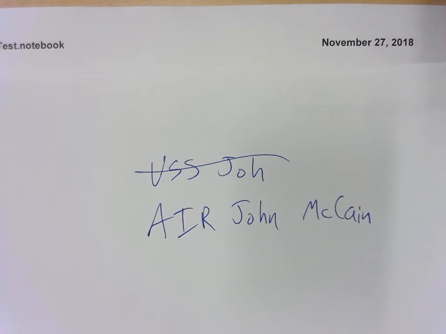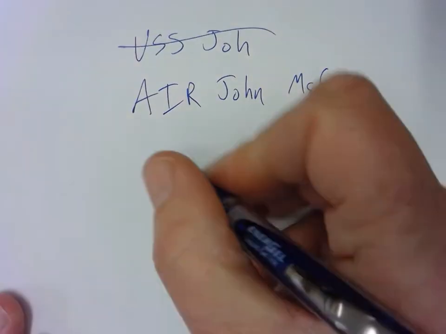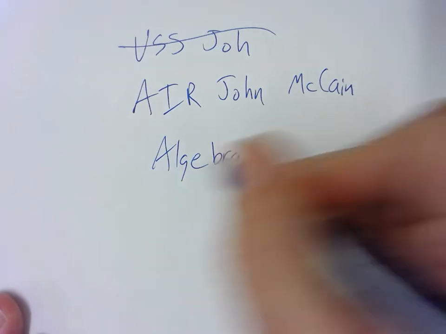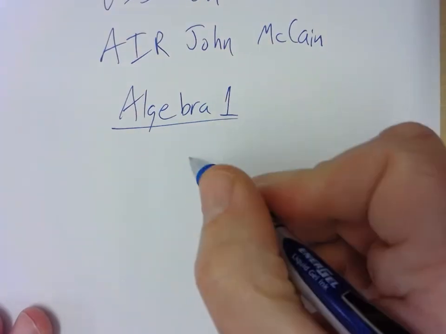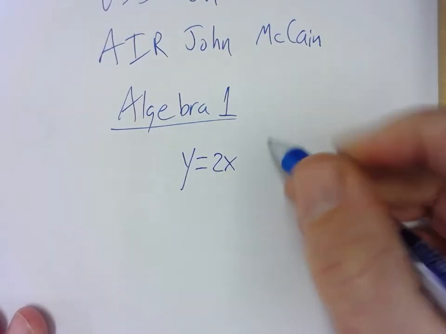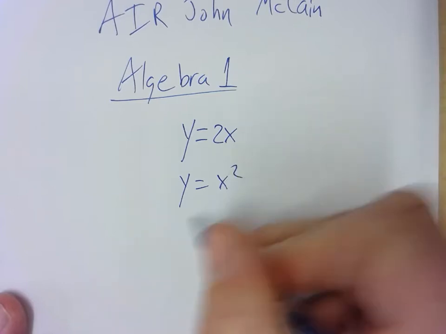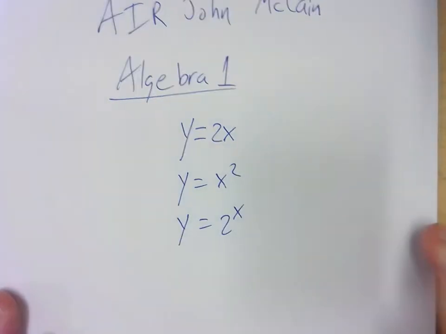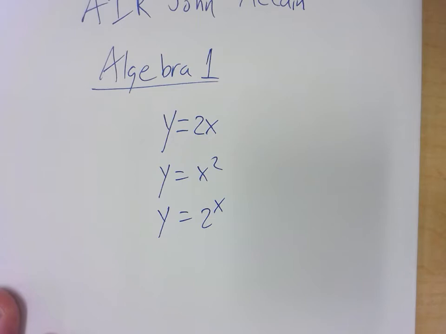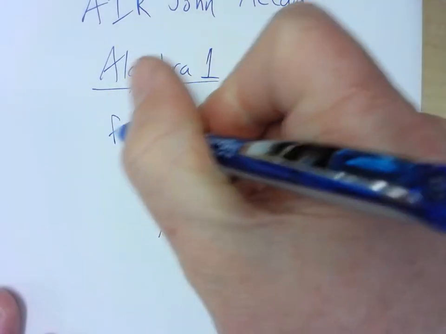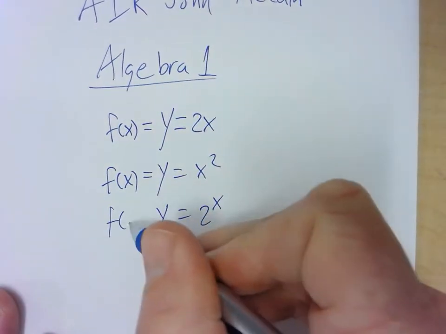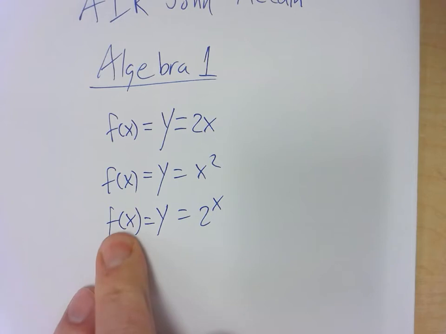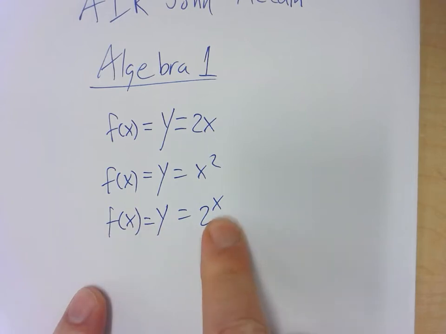All right. When we're working through these AIR questions for Algebra 1, the thing that we want to understand here is some relationships between equations. So if I have y equals 2x versus y equals x squared versus y equals 2 to the x, we have to understand the difference between these equations. And of course you could write this in function notation. You could say f of x equals this instead of y equals. So you could say f of x equals 2 to the x, f of x equals x squared, etc.